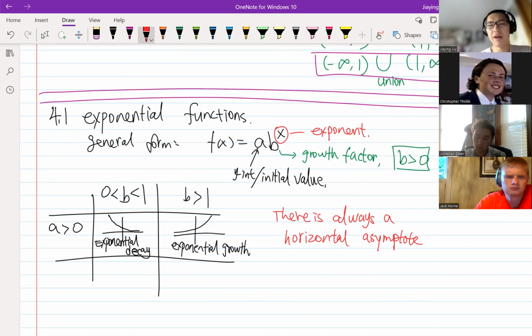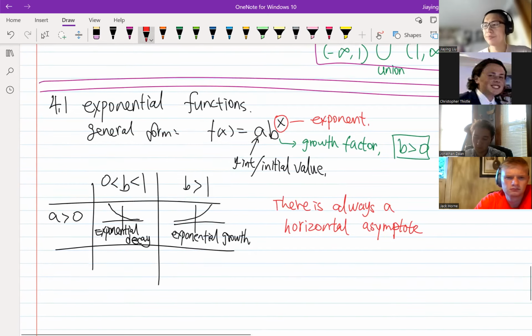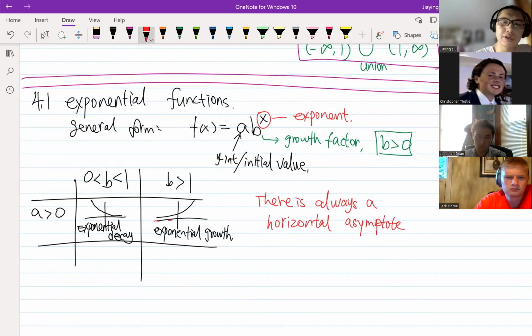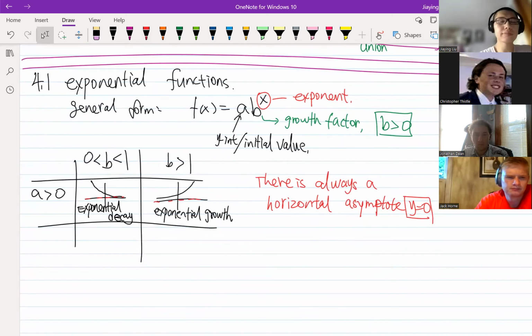No matter what the constants are, the horizontal asymptote is always going to be the x-axis. So y equals 0. And if a is less than 0, then the graph is just going to be a reflection. So if a is negative, we just reflect over the x-axis.